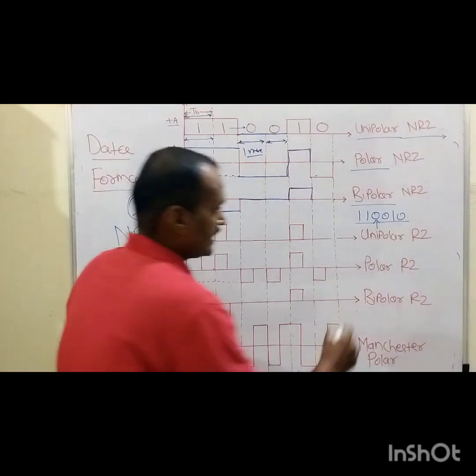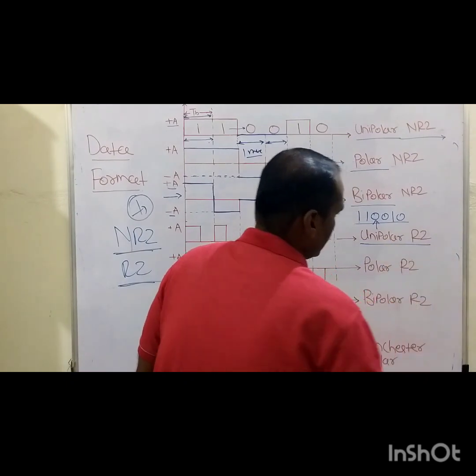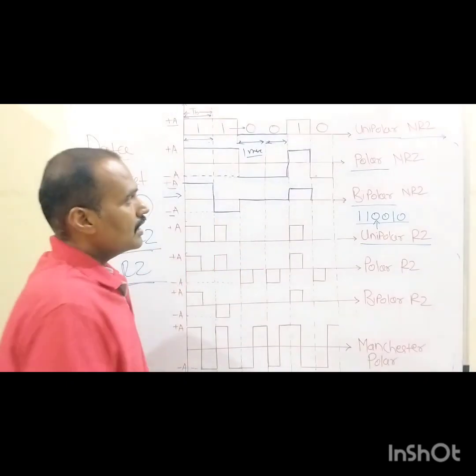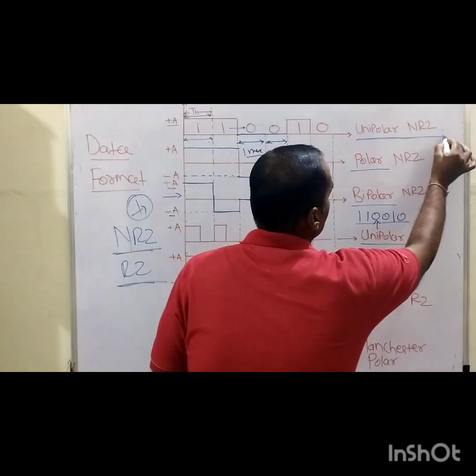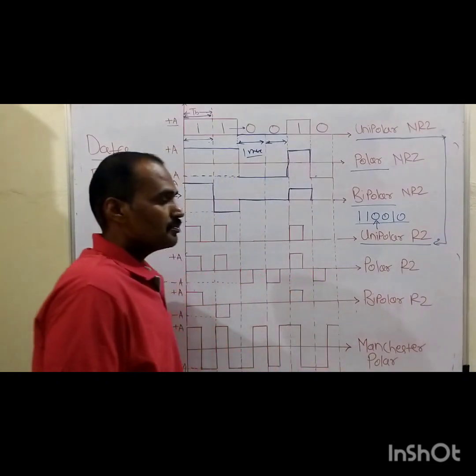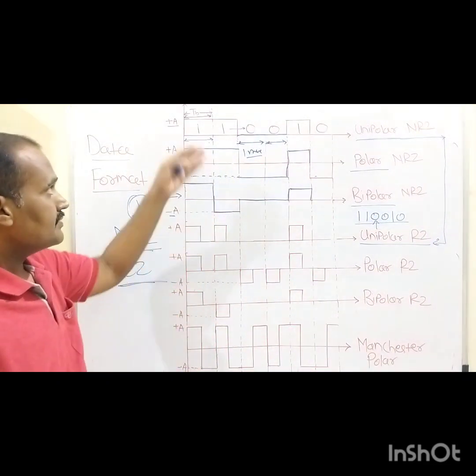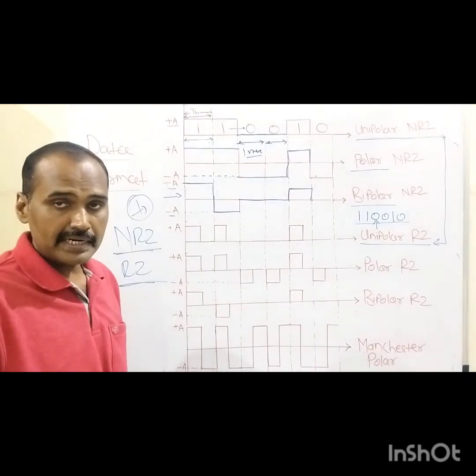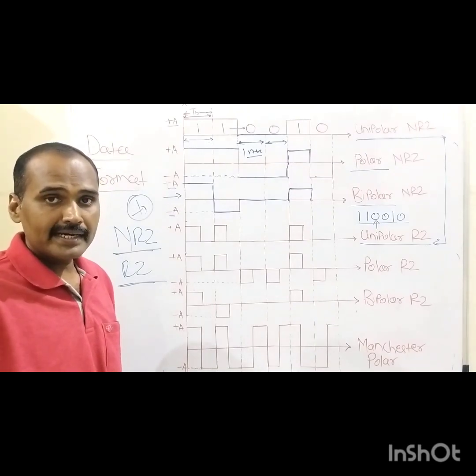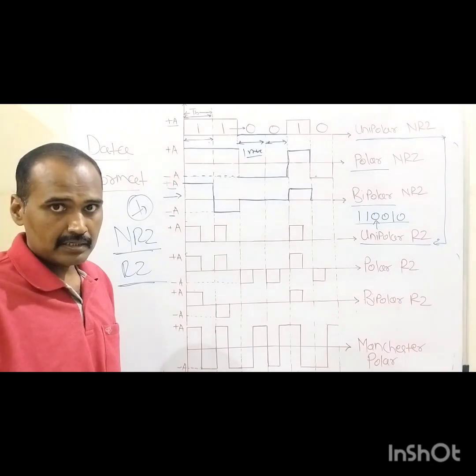Okay, so the fourth one is nothing but what? The unipolar return to zero type of symbol sequence. Already we had discussed the unipolar not return to zero type of symbol sequence. So when we compare this unipolar RZ sequence with the first sequence which we had discussed, we will come to know that there is quite a similarity between these two sequences, right?